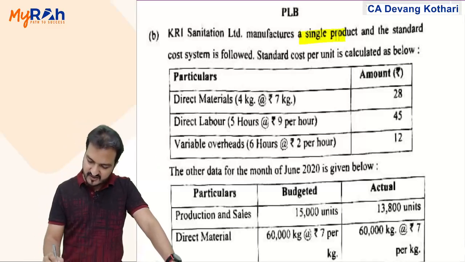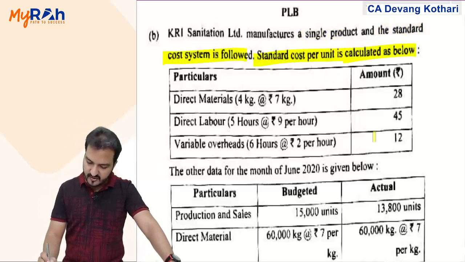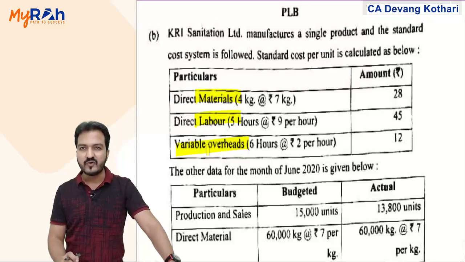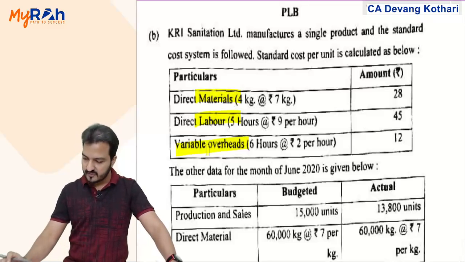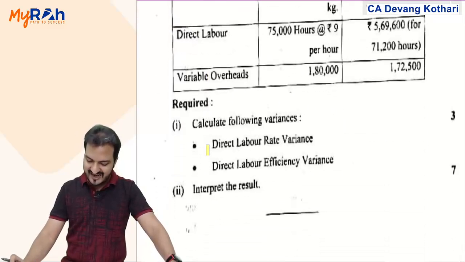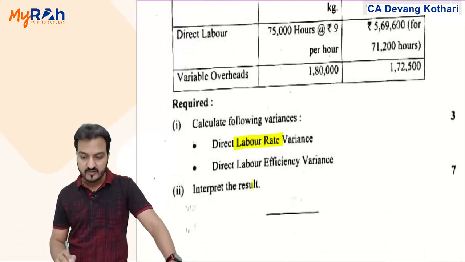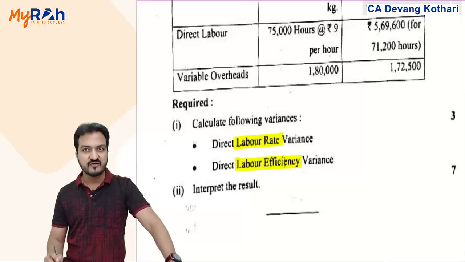A company manufactures a single product and a standard costing system is followed. Standard cost per unit is calculated as below. You are given details of standard cost for material, labor and variable overheads. Well, actually, you don't need so much detail. The question is asking you to calculate only the labor rate variance and labor efficiency variance.